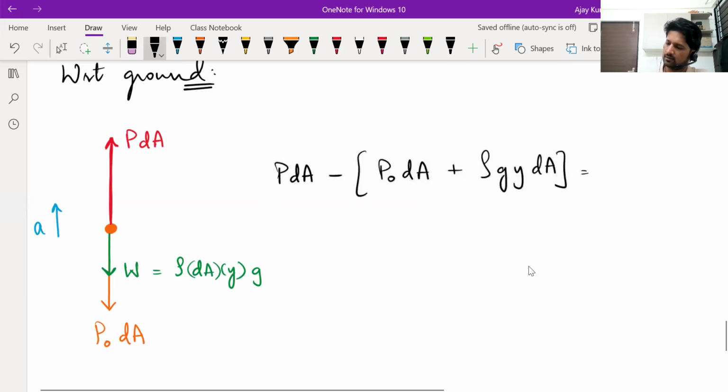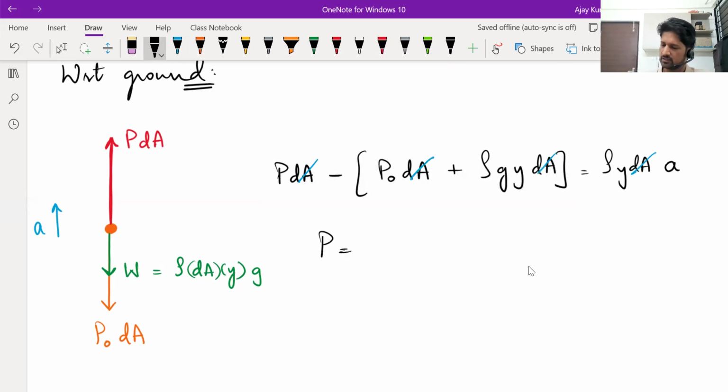Okay. Mass is rho y dA, density into volume, multiplied with acceleration A. Whatever is the acceleration of the container, with the same acceleration, the liquid also will be going up. Okay. Cancel dA throughout, and keep P on one side, send the remaining terms to the other side. You get P is equal to P naught plus rho y times g plus A.